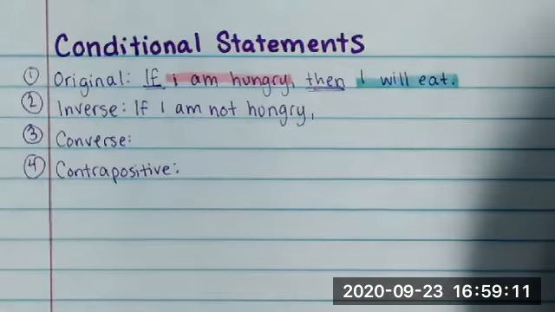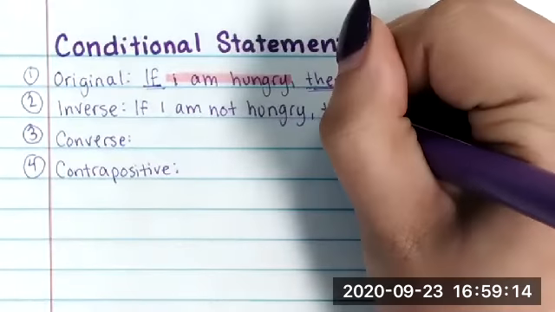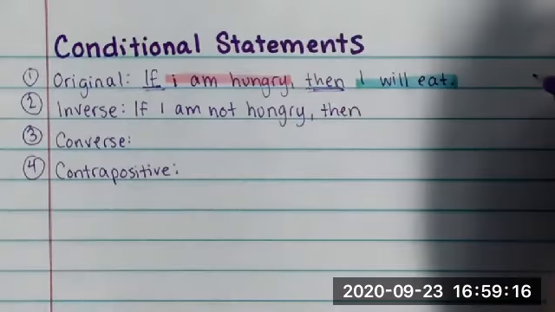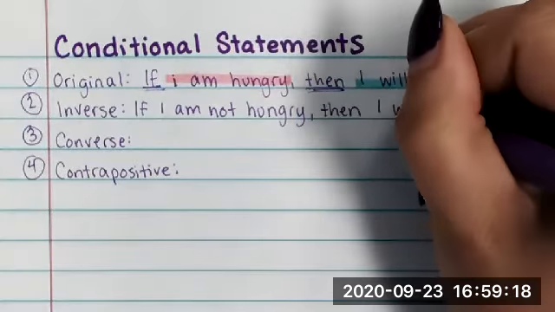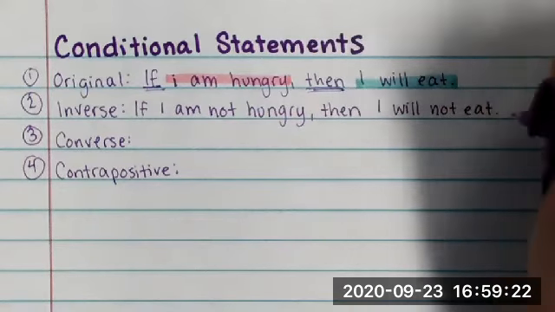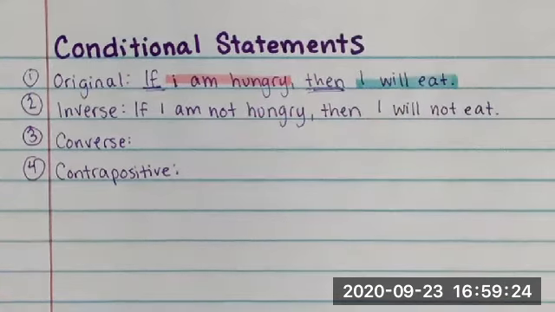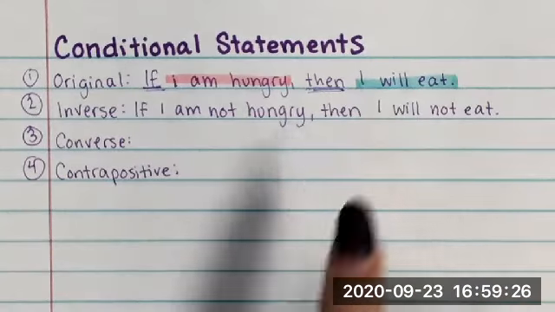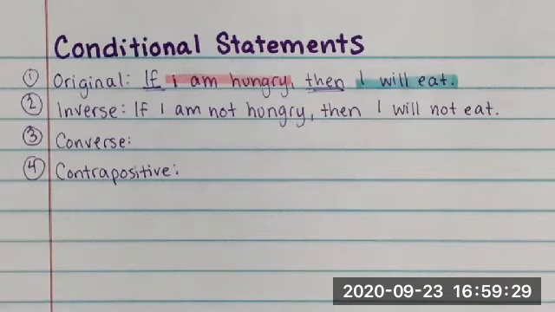And I have to include my "then I will not eat." So I still have my if and my then. My hypothesis is still about being hungry, and my conclusion is still about eating. But now it says, if I'm not hungry, then I will not eat.